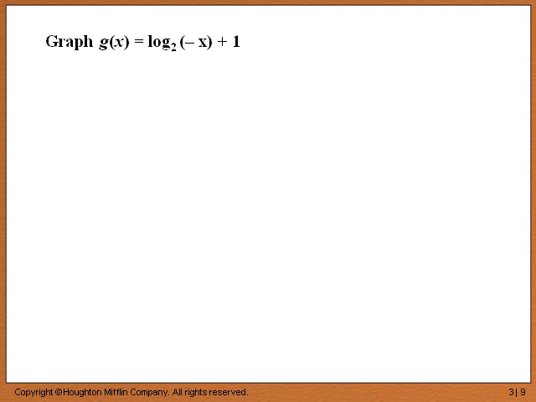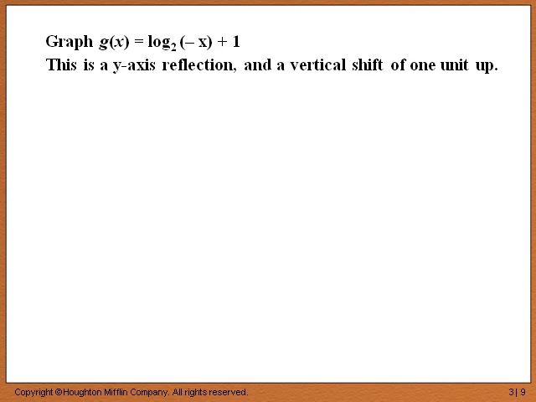Let's look at an example of a logarithmic function that has a shift and a reflection. Graph g(x) equals log base 2 of negative x, plus 1. Now, first it's going to be helpful to graph the log base 2 of x function without any shifts or reflections. That's usually a good first step with these. And we can see just by looking at this function that it's a y-axis reflection because it's negative x in the parentheses, and it's a vertical shift of 1 unit up because it's plus 1.